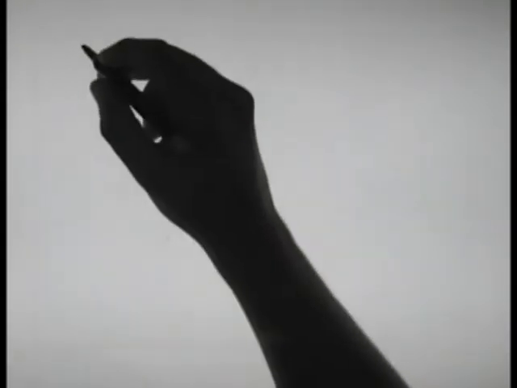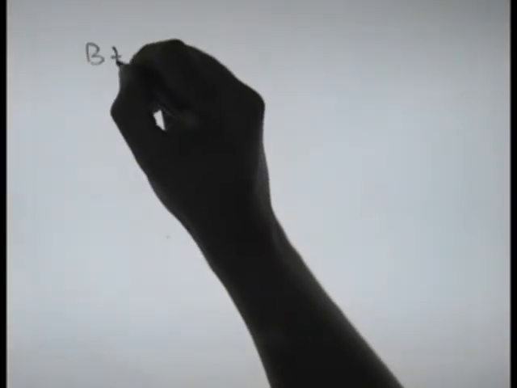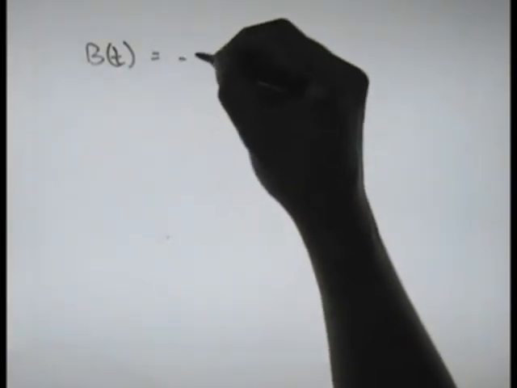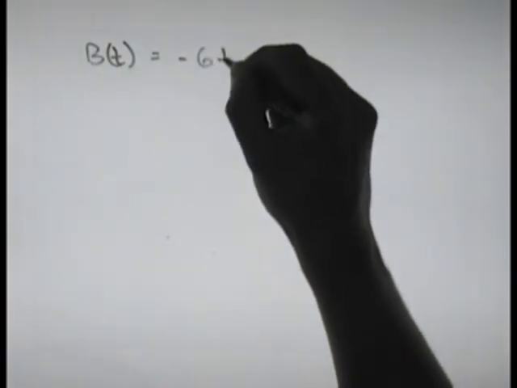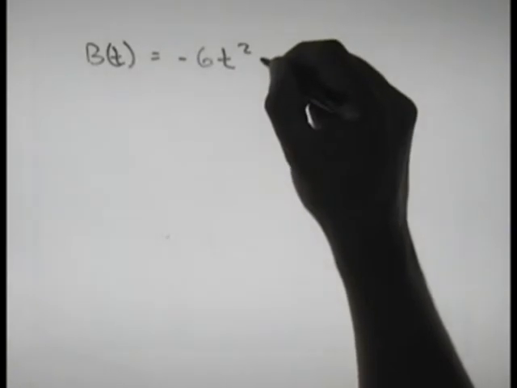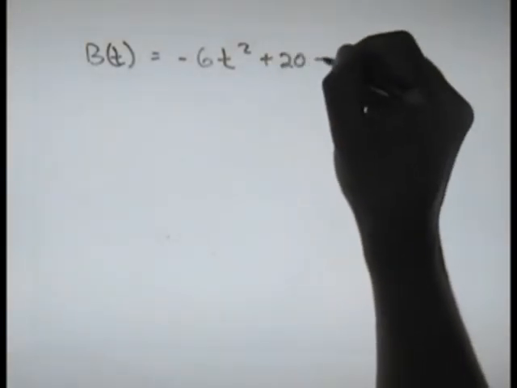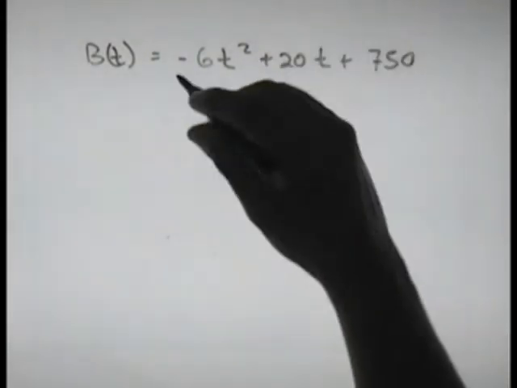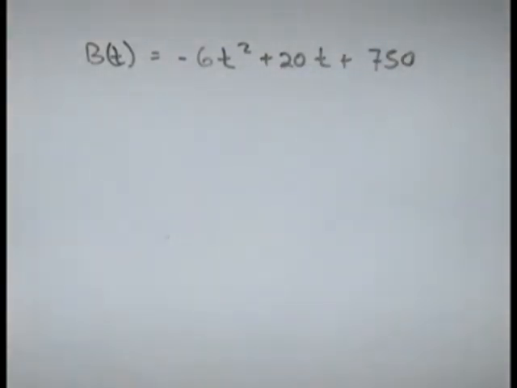The second one I gave you to do said that the amount of bees in a beehive at a particular point in time is given by the function minus 6t squared plus 20t plus 750, where t is the number of days.